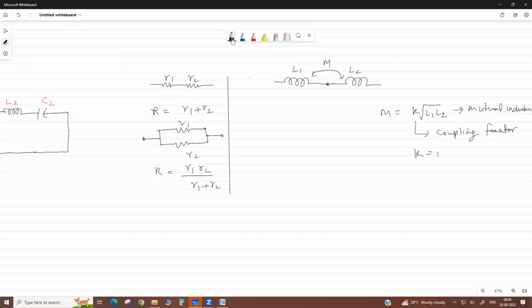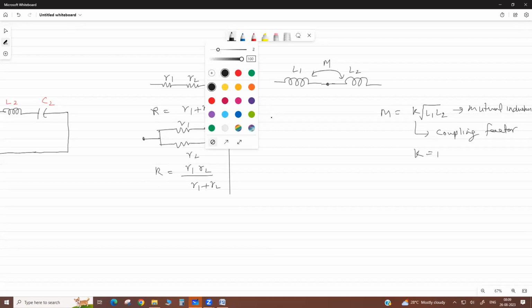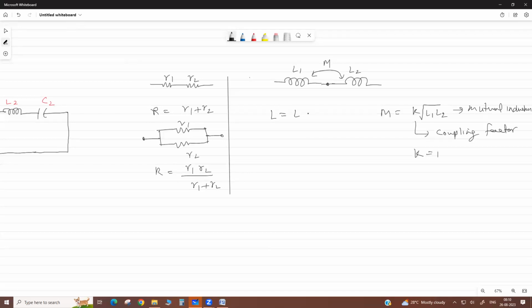So now the total in series is L equals L1 plus L2 plus or minus 2M, which means double the mutual inductance. If the coils' flux is not linked to each other, then it is not there, and only L1 plus L2 comes. But if there is mutual inductance between them, then it is plus or minus 2M. See in which case it comes plus.